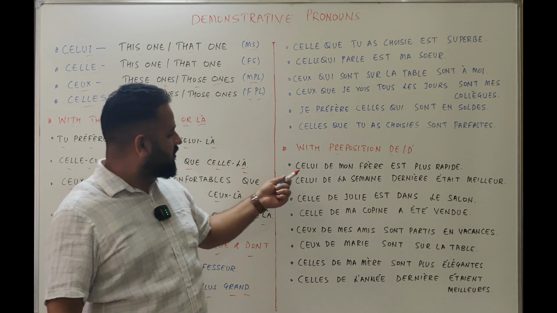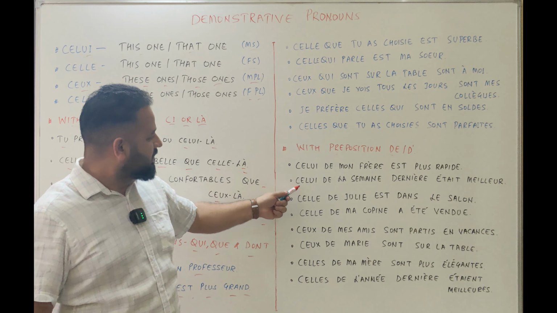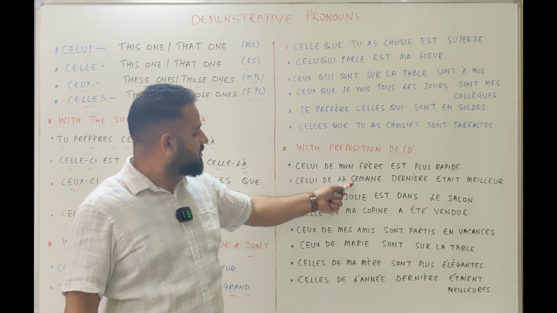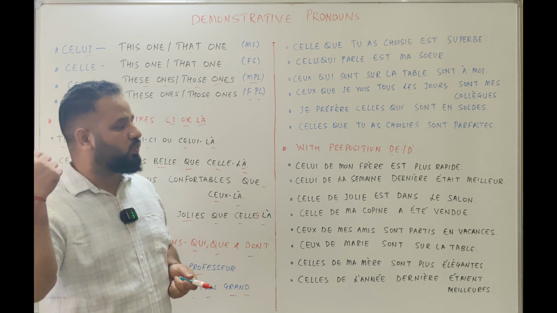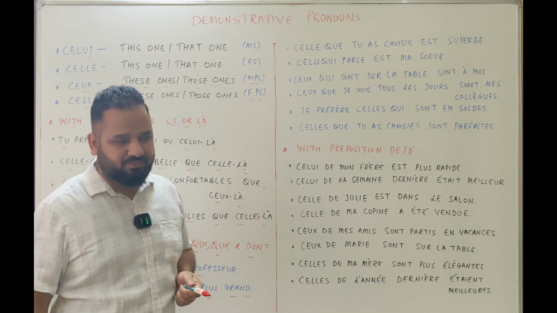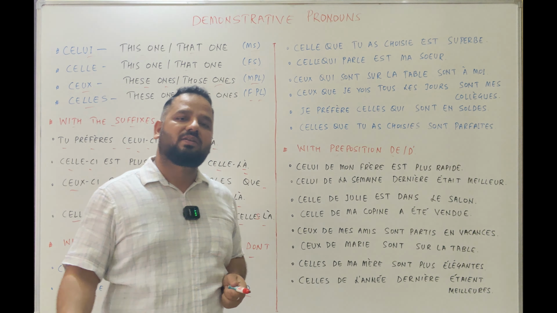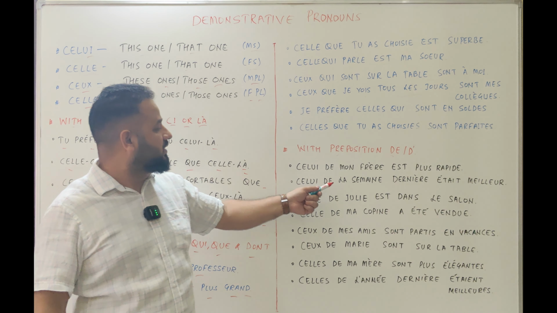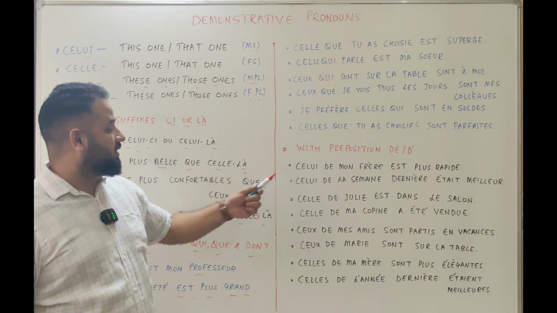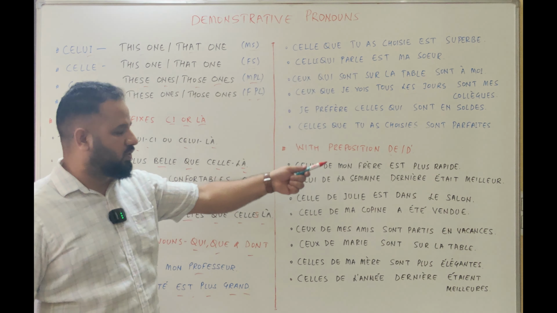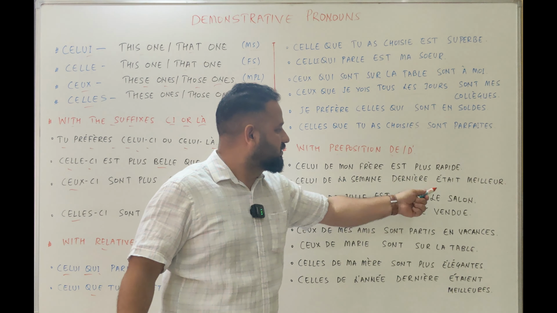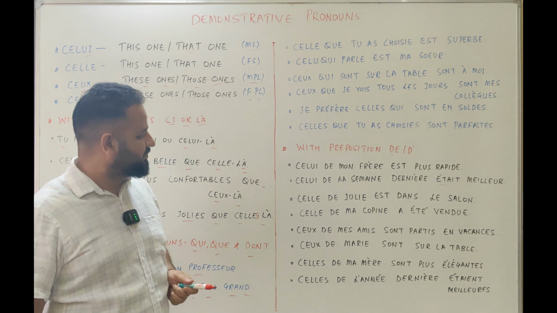One more example for masculine singular. Celui de la semaine dernière était meilleur. La semaine dernière, last week. Last week's one was better. Celui de la semaine dernière était meilleur. Meilleur. This one is était, was or were.